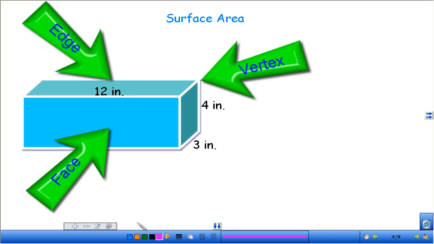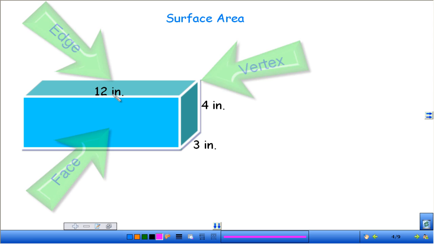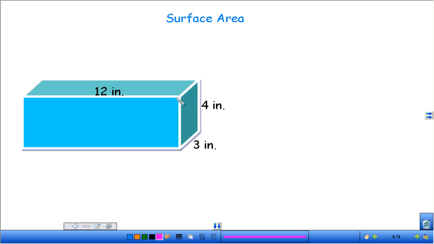Go ahead in your notes. I don't think I typed this in there for you, so go ahead and write this in there. I want this line right here, this edge, to be 12 inches. The height right here to be 4 inches. And then this one right here to be 3 inches.